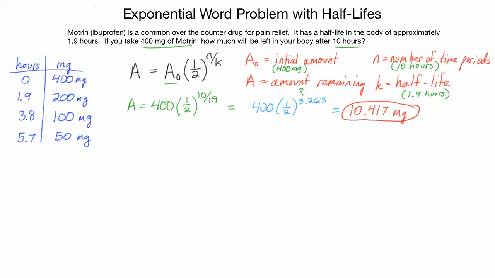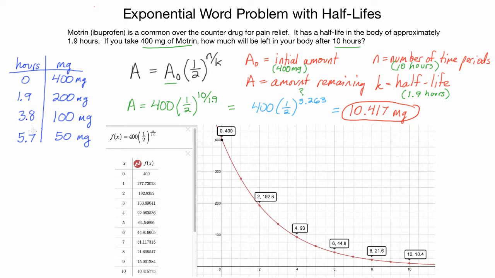Just to make things a little more interesting, I want to bring up a graph and a table so we can see hour by hour what this exponential decay looks like. Here is our graph. You can see here's the function that I made. f of x equals 400 times 1/2 to the half-life. There's my dividing by 1.9. That's the half-life there. And now you can see as I go hour by hour, all the way from 0 to 10 hours, we start with 400, 277, 192. It decreases until we get to the value we calculated. After about 10 hours, there's about 10.417 milligrams left.